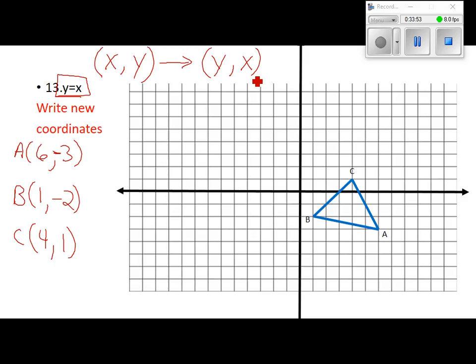Does anybody know what this line looks like? It goes through the origin. Look, it says y equals x. So if I said x is 2, what's y? 2. So I go out 2, up 2. Out 3, up 3. Out 4, up 4. It's going to be that line that cuts the graph in half diagonally. So that's the line we're reflecting across this time.